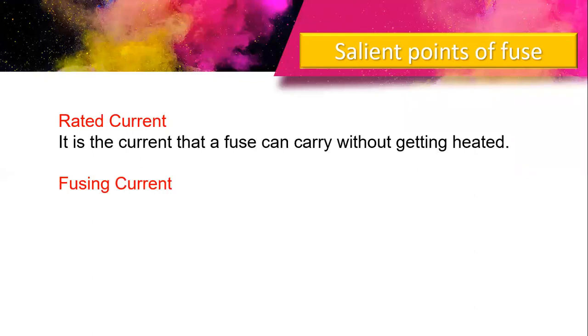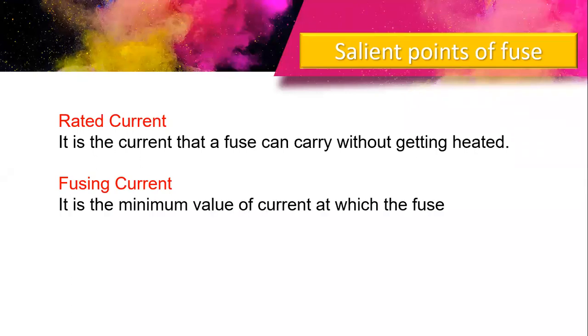Next, fusing current. Fusing means the current at which we are going to fuse it. Fuse it means melt it, nothing but that. That is more than the rated current. It is the minimum value of the current at which the fuse element melts. For example, suppose one fuse has a 5 ampere rating. The 5 amperes is the rated current. If it is 5.1 amperes, that is the fusing current.